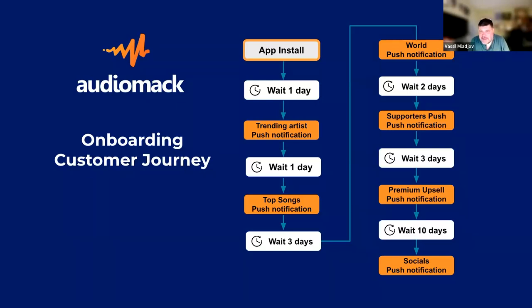Maybe they indicated what type of music they like, or they clicked on a couple of songs, so you can kind of understand, hey, they like opera or they like rap or something else. Based on this, you want to quickly engage them. The next day, you wait one more day, and then you send them the top songs via push notifications.